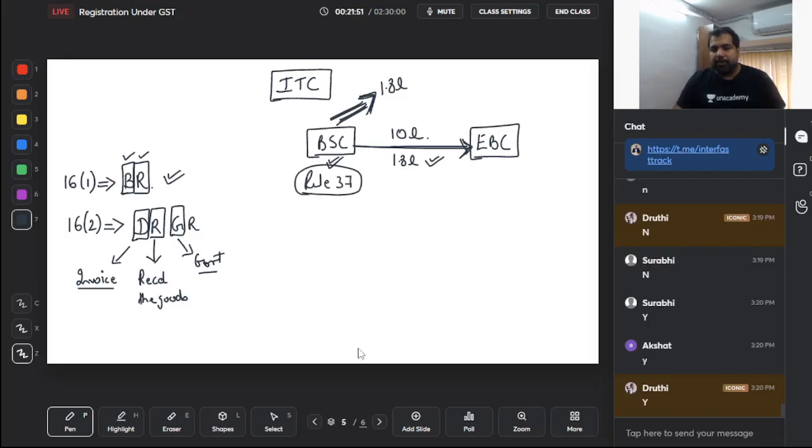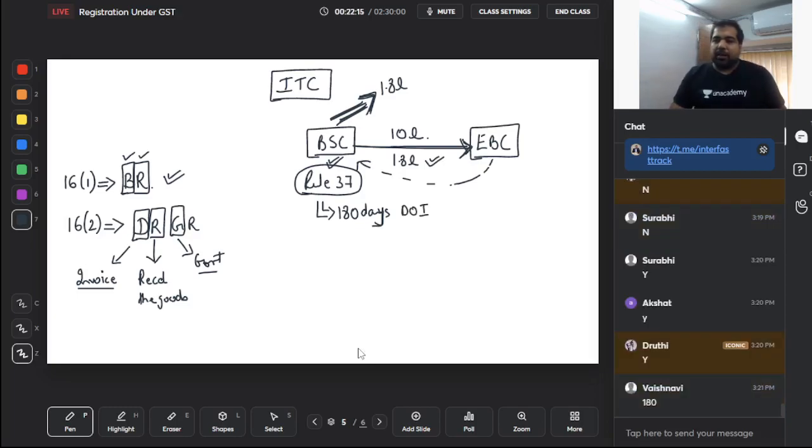This rule is very important, guys. Rule 37. Rule 37 says that, listen, battery supply company, I know you don't have the money right now. So let me tell electric bike company that, electric bike company, please at least pay within 180 days. Please at least pay the money within how many days, guys? Within 180 days from the date of invoice.